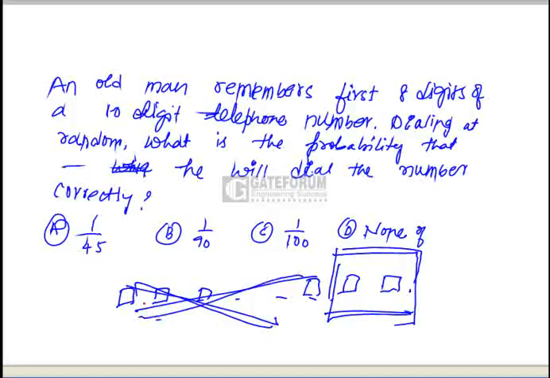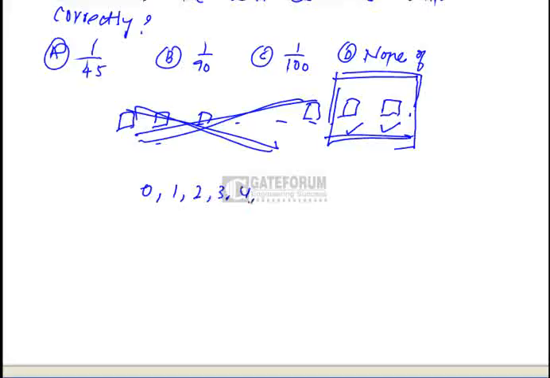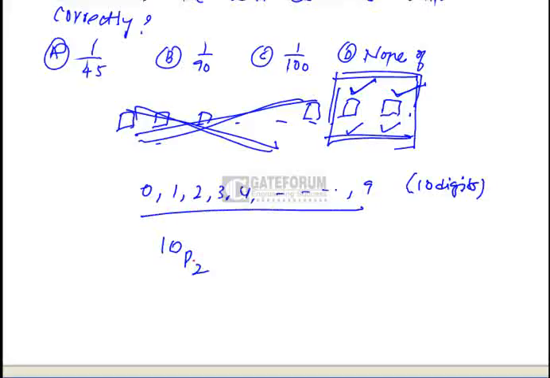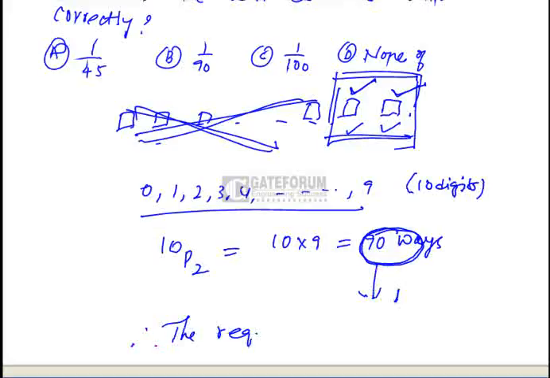So we don't need to arrange the 8 digits. We can arrange the last 2 digits using 0, 1, 2, 3, and so on up to 9. So there are totally 10 digits which can be used to dial the last 2 digits. The last 2 places can be filled in 10P2 ways, which is 10 into 9, equal to 90 ways. But out of these 90 different random numbers, only one number will be correct. Therefore, the required probability is 1 out of 90, which is option B.